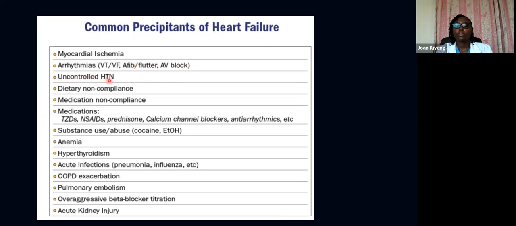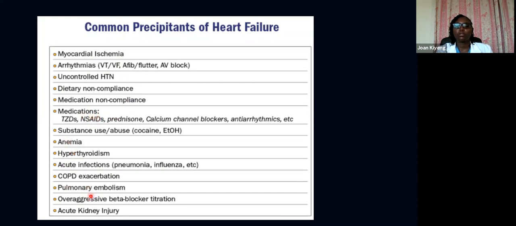Also, if they have uncontrolled hypertension, remember the stroke volume is dependent partly on afterload. So if the afterload is high, then these patients are not able to empty the left ventricle as well. And then dietary non-compliance. We usually try to restrict fluid in these patients to at least about 1.5 liters, and even salt to a certain amount. So if they are unable to adhere to their diet, they can come decompensated. Other medications, especially here, NSAIDs. Sometimes, especially these elderly patients, they are having some arthritis, they are getting NSAIDs, and this can trigger heart failure.